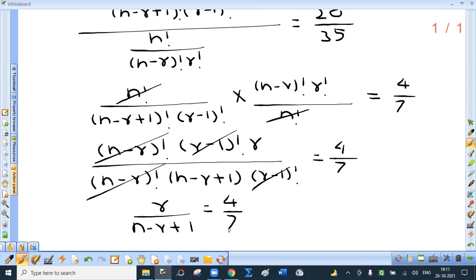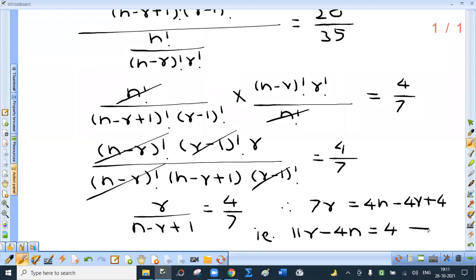So tell me which equation we get. That gives me 7r is 4n minus 4r plus 4. That is 11r minus 4n, please check this, equal to 4. This is equation number 1. Now find out equation number 2.